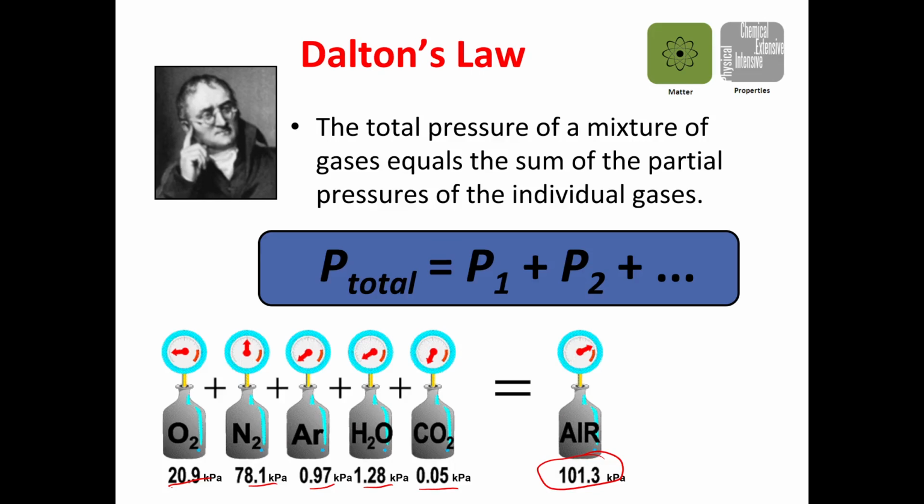Another type of problem that you could see in the future for Dalton's law is you could be given the total pressure and asked to calculate the pressure of one of the things inside the container. Well, in that case, all you have to do is add and then subtract, and then the remainder is going to be the pressure of the unknown that you're solving for. You're not going to be solving any of these, so I'm not going to spend any time on these.